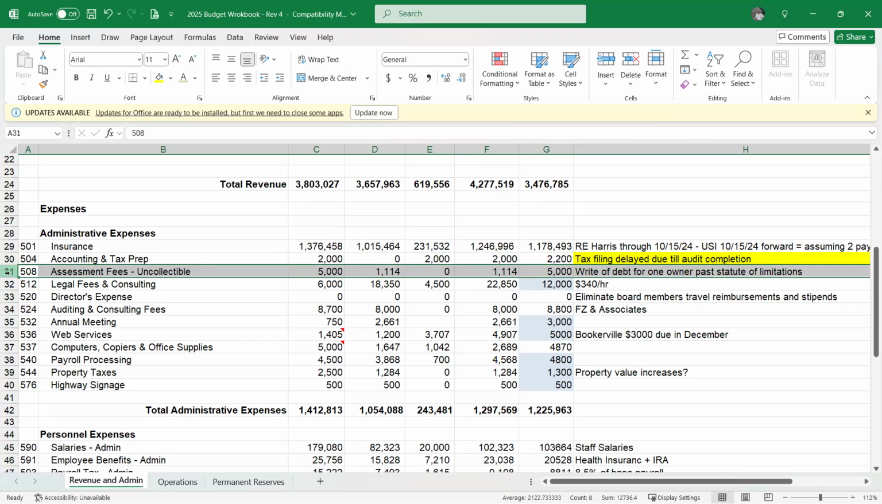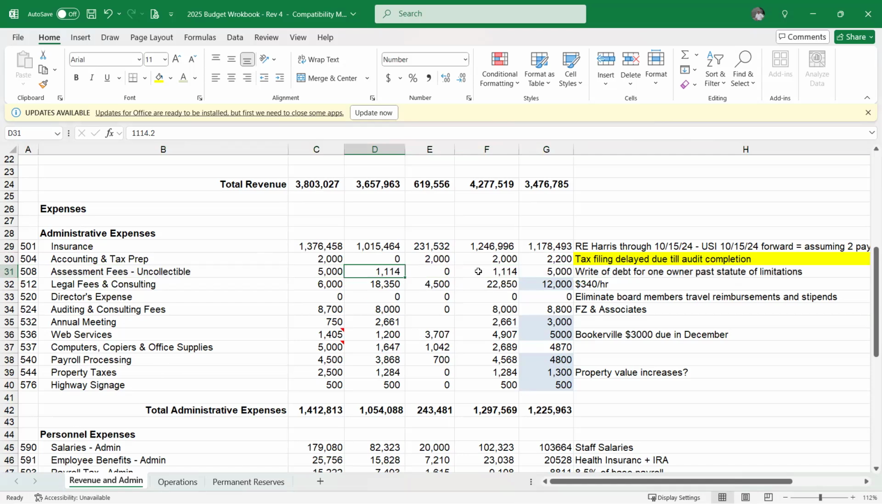Assessment fees uncollectible. This is when we write off amounts that owners didn't pay, and for one reason or another, we decide that we're never going to get the money. This $1,114 was the result of an owner we went after, and then found out from legal that the debt was so old that it was past the statute of limitations and we couldn't collect it anyway. So we wrote that one off. We'll keep that at 5,000.